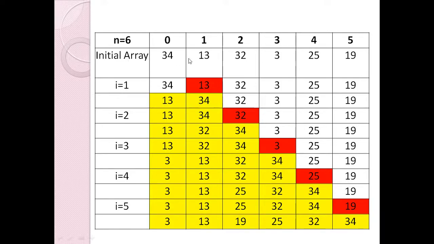Say here I have an array having 6 elements, n equals 6. Those elements are stored from 0 to 5. As you know, in C programming, in an array 6 elements are stored from 0 to 5. So these are the elements.